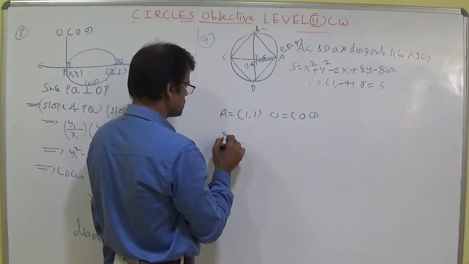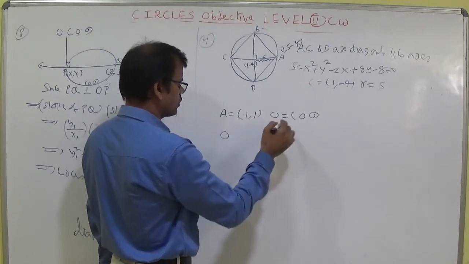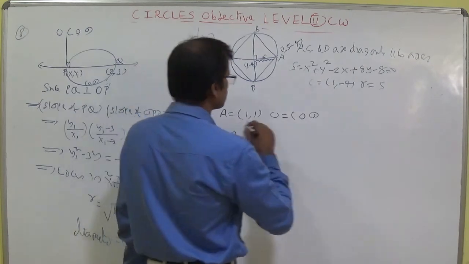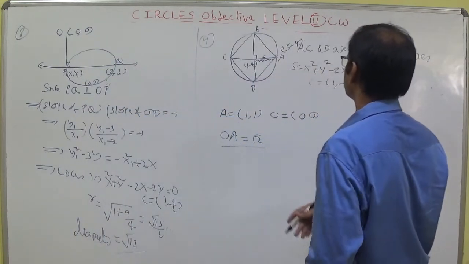He is asking OA. O is equal to (0, 0), and OA is the distance from (0, 0) to A, which is equal to root 2.